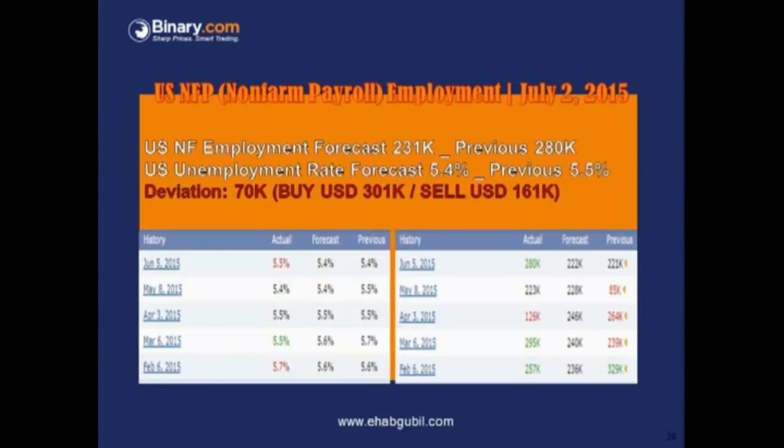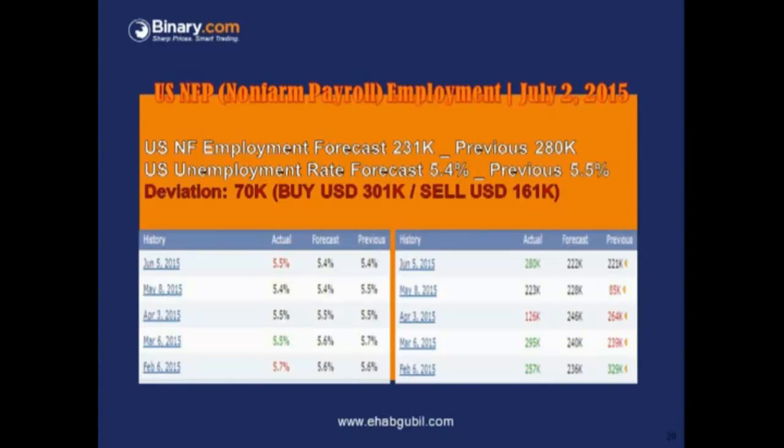The US non-farm employment forecast is 231,000 and it was previously 280,000 last month. And the US unemployment rate forecast is 5.4%. Last month it was 5.5%. Our trade plan. Non-farm payroll employment change release is forecasted at 231,000. The unemployment rate is expected to be at 5.4%.